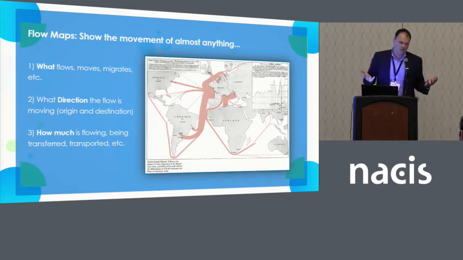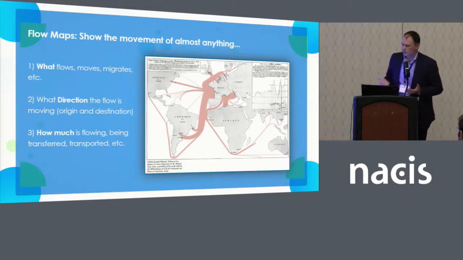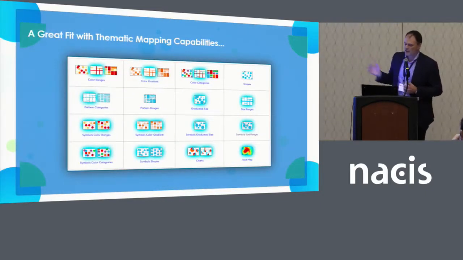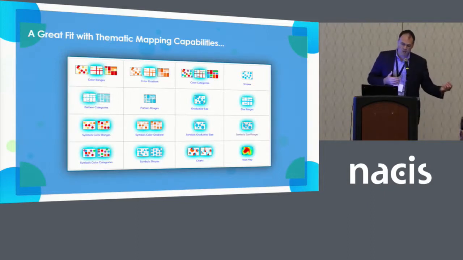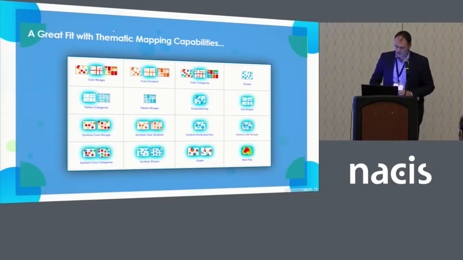So there's 3 things really: what flows, so what's going out of where, and the direction of the flow is the key thing. So there's an origin and there's a destination, and more importantly, how much is flowing, or the quantity or the volume. It's a key piece. So really, that jives extremely well with thematic mapping capabilities, being able to work with colors, being able to work with style and stroke width, graduated size. All those options are really perfect when it comes to display this kind of data.